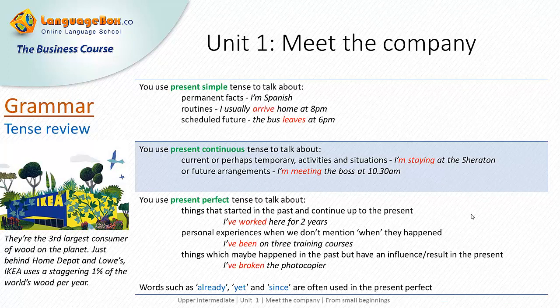Now, some useful words, which if you see these words, they're always a big clue that the tense is going to be present perfect. Some of these present perfect words are already, yet, and since. So if you see these words in a sentence, very often it's going to be a present perfect sentence. Okay, so let's move on.